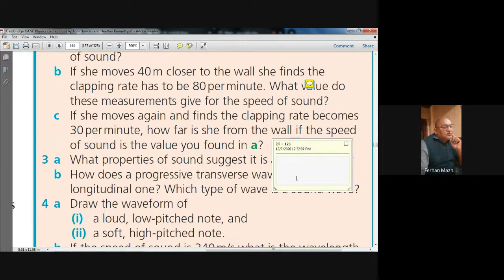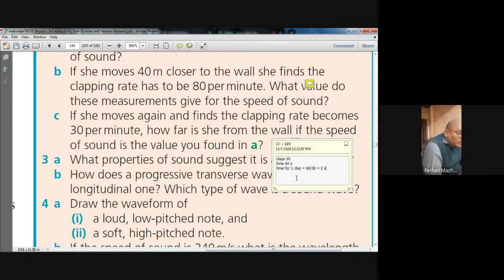Now let's see. The rate of clapping: how many claps are there? The number of claps is 30, and this is happening in 60 seconds. So what is the time between one clap and the other? The time for one clap will be 60 seconds divided by 30, and you will get how much? 60 divided by 30, that will be 2 seconds. Okay. Yes, sir.